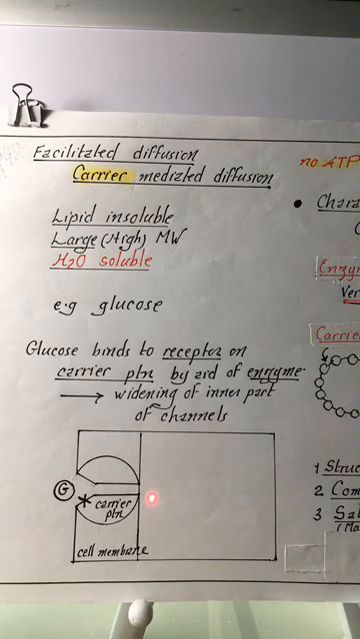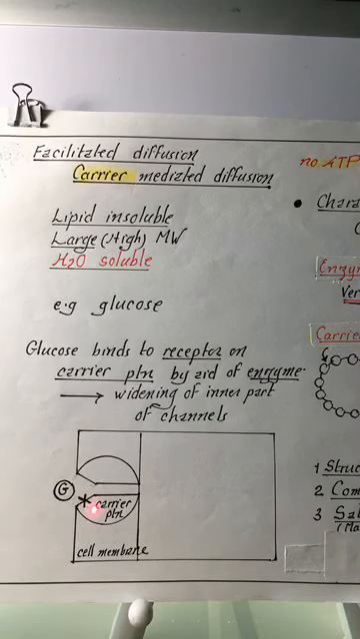I tell you something about physiology, like life. In life, if you drill a hole in the wall, usually the outer part is wide and the inner part is narrow. The same in the cell membrane. The outer part is wide and the inner part is narrow. Now glucose binds to a receptor on a carrier protein in the wall.